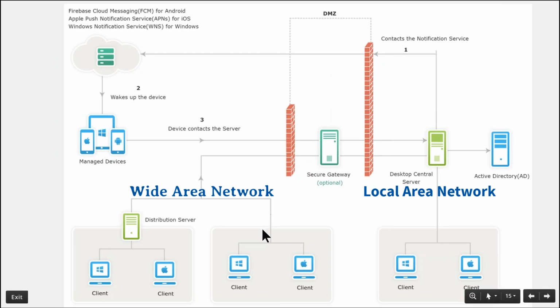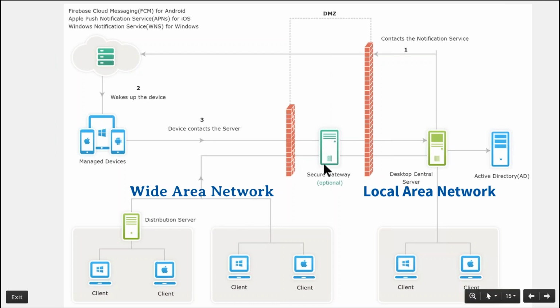Now, if you don't have a distribution server in the same case, the clients would individually contact the Desktop Central server and download the binaries individually, and then proceed with the installation, which might choke your bandwidth and which is very inefficient. This is why we use distribution servers to help manage the bandwidth efficiently.